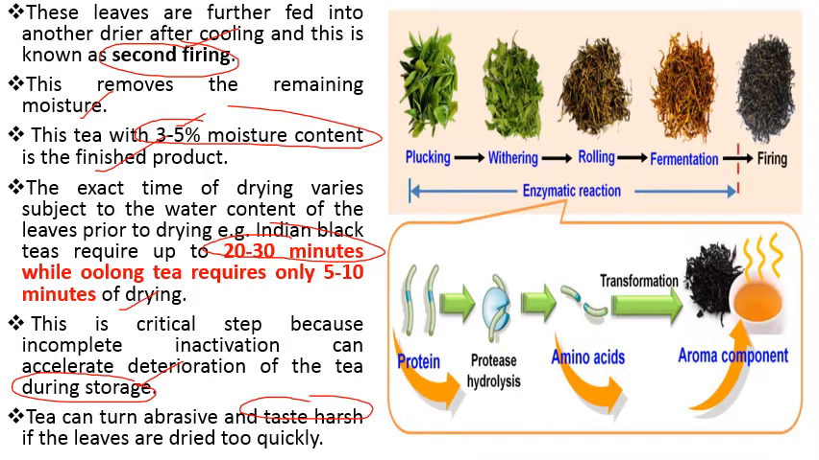So these are the various steps which are involved in tea processing. First is plucking, then the second step is withering, in which we reduce the water content, then third is the rolling by rotor vanes, then the next step is fermentation, the oxidation process, then finally comes the firing step. So this leads to the formation of black tea.